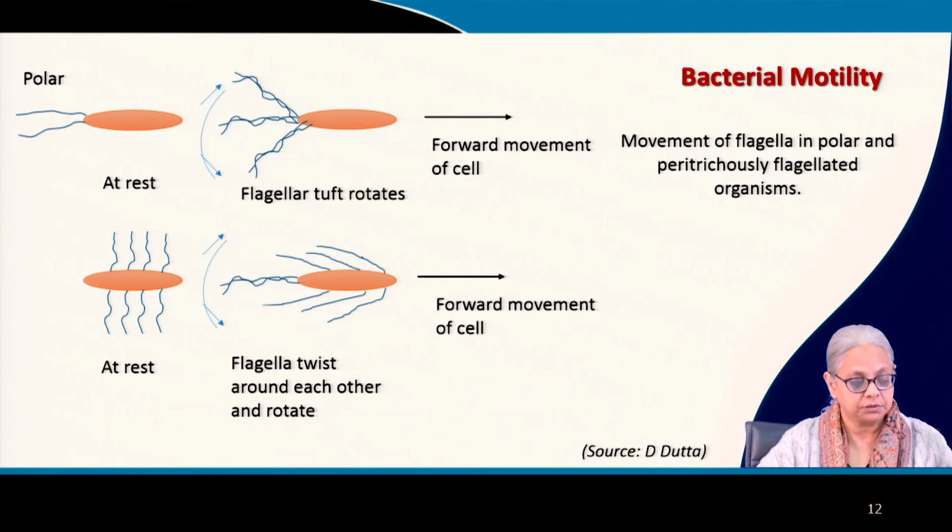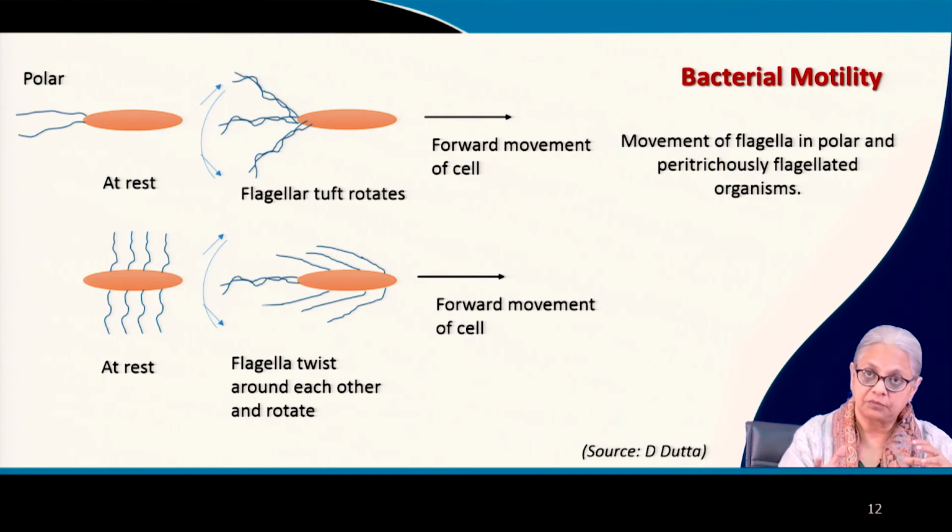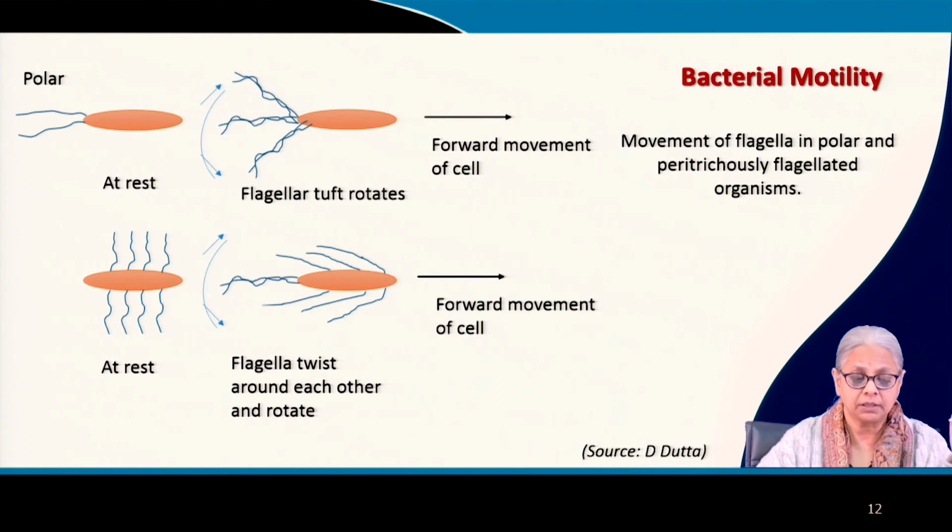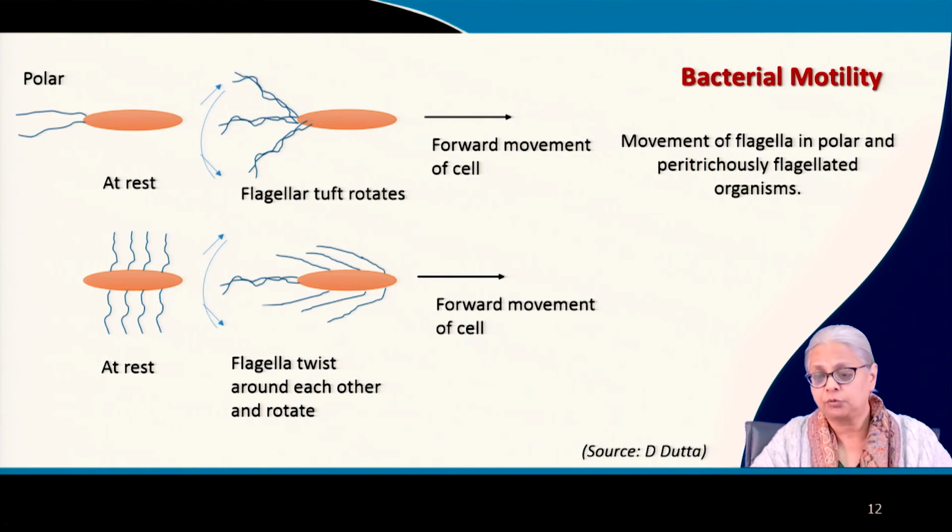a forward direction. Now if we have a peritrichous arrangement of flagella, this is the position of the flagella when the bacterial cell is at rest. When it moves, it will all arrange itself so that the flagella are very close to the body of the cell, and they will all again move to and fro in the same dimension, and that will push the cell forward.